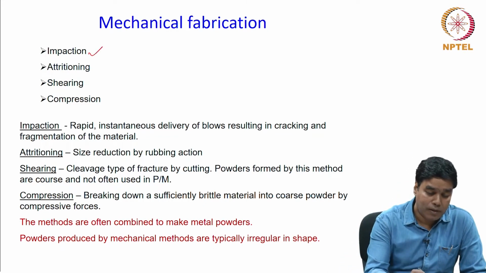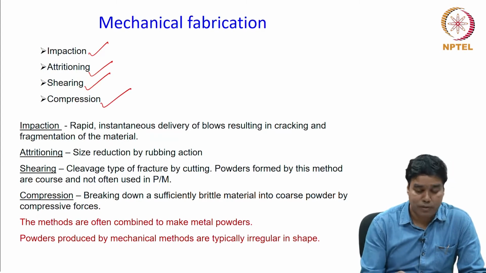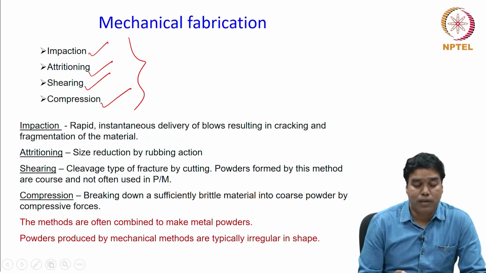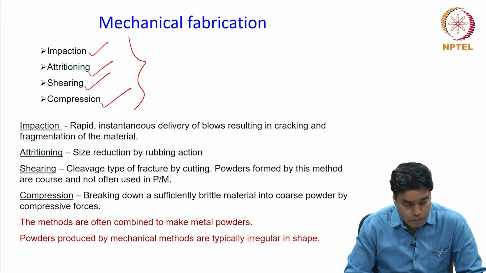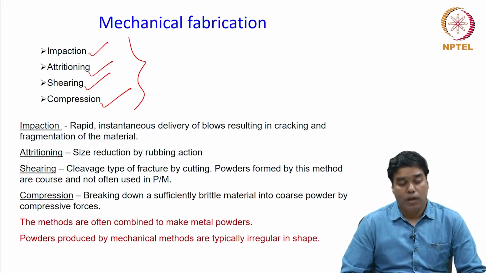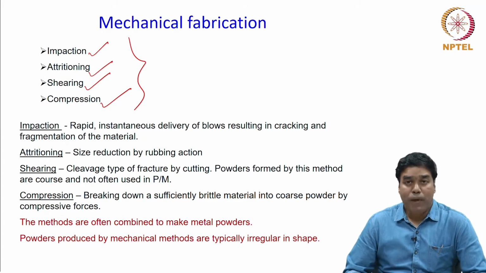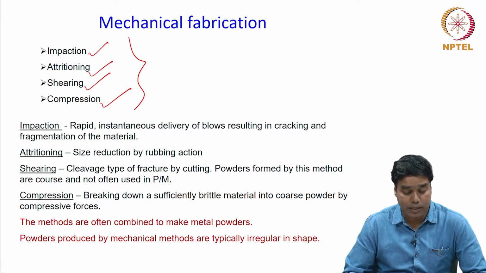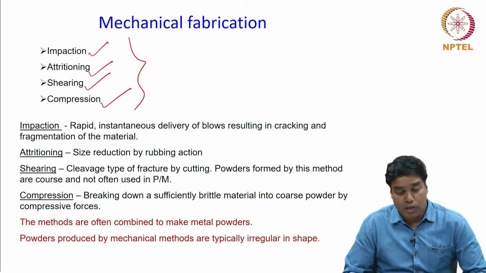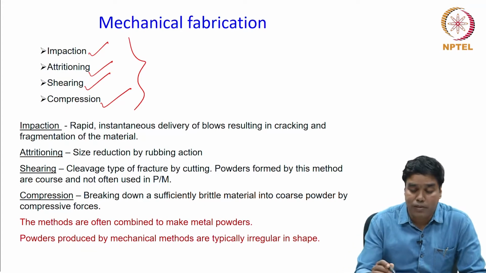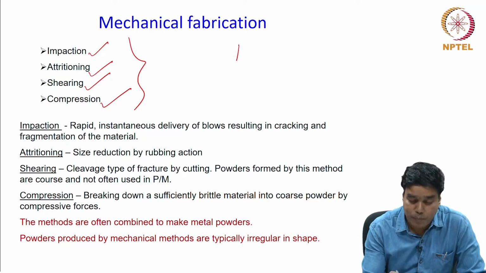impaction, attritioning, shearing and compression. Okay. So, primarily these are 4 types of mechanical actions which are used to make metal powders. Impaction is nothing but rapid instantaneous delivery of blows resulting in cracking and fragmentation of the material. So, mechanical fabrication is actually a top down approach, as we call it.